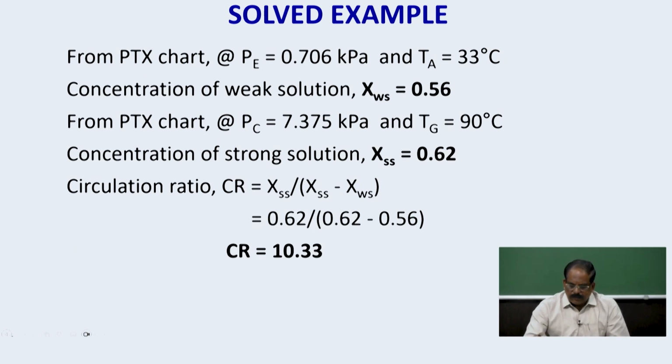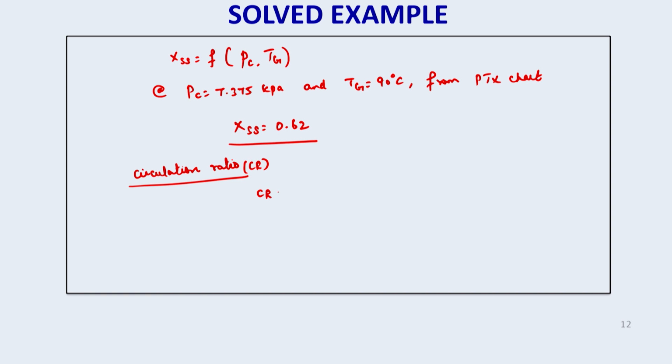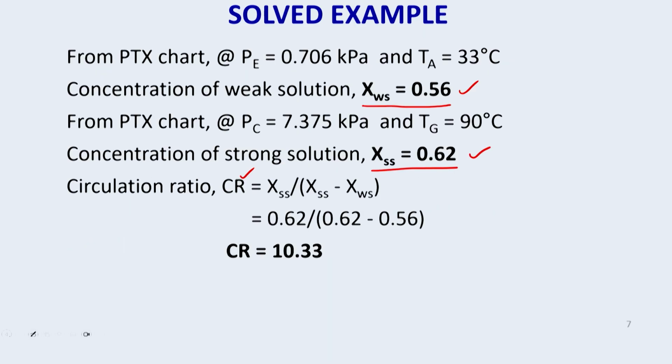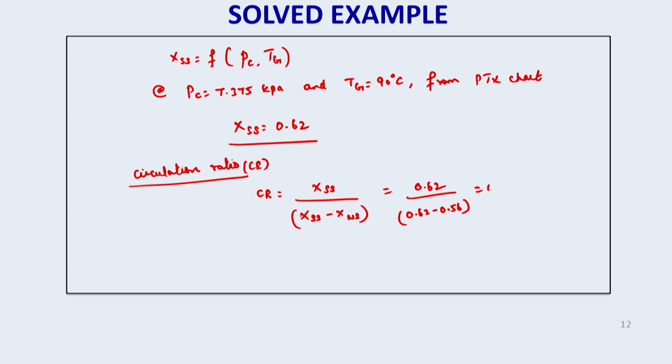Again, for reference, I have given a detailed solution in the PPT. From the PTX chart, this is the weak solution concentration, and this is the strong solution concentration. Next I will calculate the circulation ratio. The formula is CR, the circulation ratio, equals the concentration of the strong solution divided by the difference between the concentration of the strong solution and the concentration of the weak solution. This is 0.62 divided by 0.62 minus 0.56. If you calculate, the circulation ratio comes to 10.33.